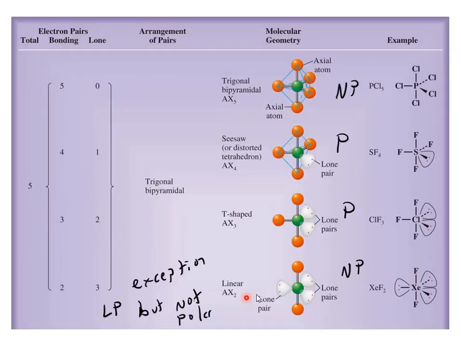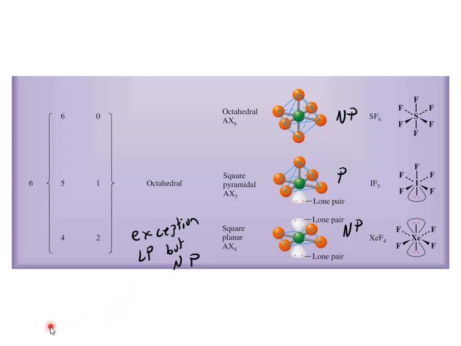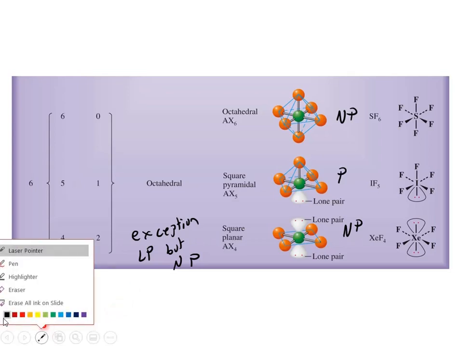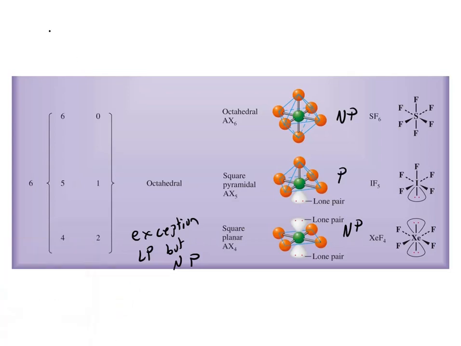In the linear, it's the same thing. This is a linear molecule, meaning it's all in one dimension. These two pull in opposite directions of each other evenly. So even though it has lone pairs, the shape makes it nonpolar. I also want to show you the other thing I was saying, two examples, on the next slide, since I need more room.